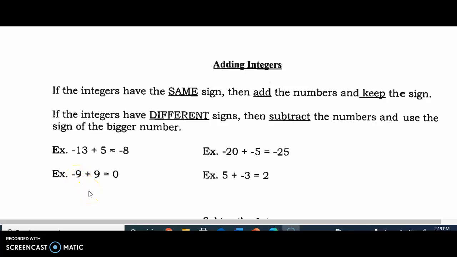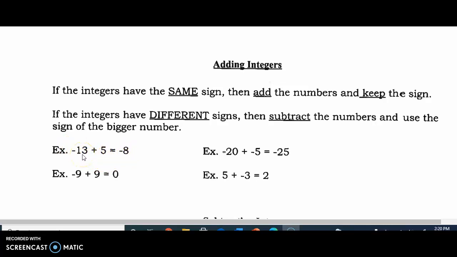If the integers have different signs, then subtract the numbers and use the sign of the bigger number. So if you look here, you have negative 13 plus 5. And since there's no negative here, we know this 5 is positive. So we are adding different signs. So when you add different signs, then you subtract the numbers. So 13 minus 5 is 8. And then keep the sign of the bigger number. So 13 is larger than 5, so we're going to have negative 8.